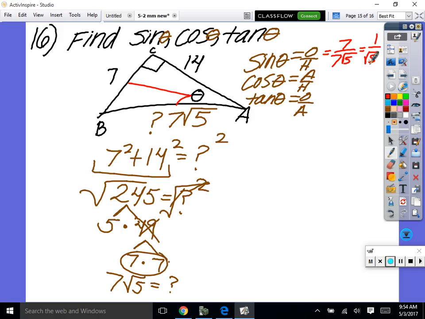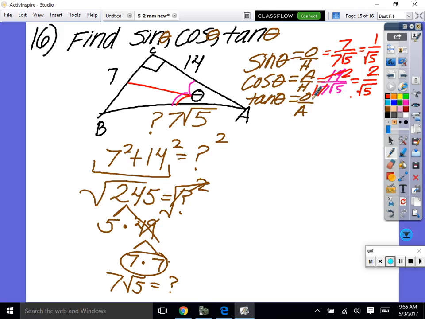And we're done. Now let's change colors. Adjacent over hypotenuse. Adjacent is this side, over hypotenuse is this side. So we have 14 over 7 root 5. Can I simplify my answer? What does it become? 2 over. Good. Now, how did we get that? That divided by 7 became a 2. That became a 1. Does everybody see?